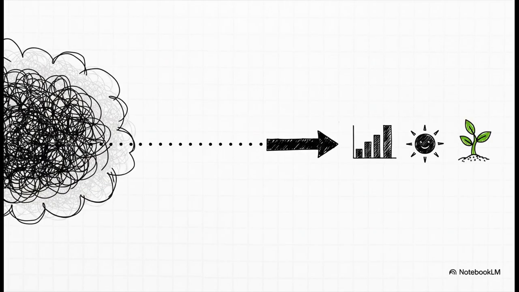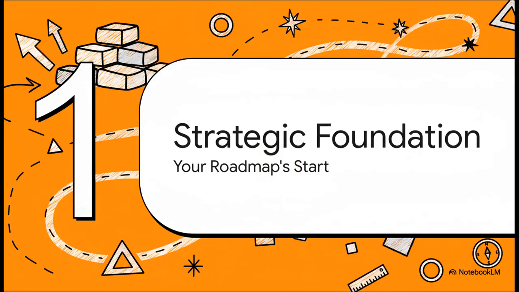I want you to think of this explainer as your strategic roadmap. Together, we're going to move out of that fog of marketing uncertainty and into the clear skies of measurable success and real sustainable growth.